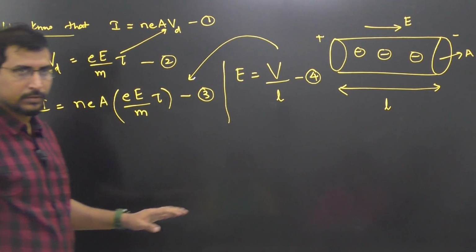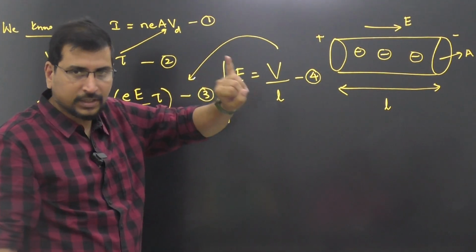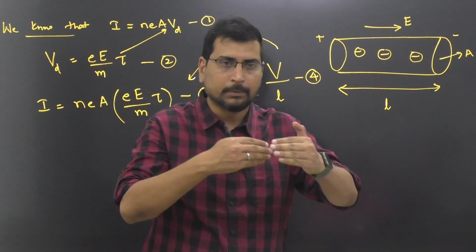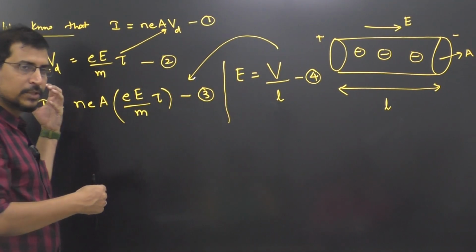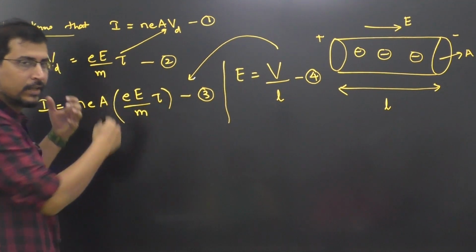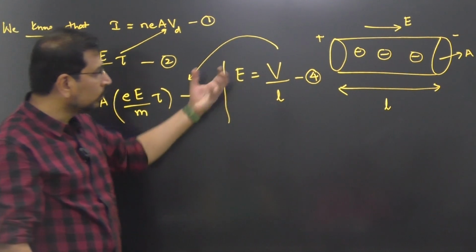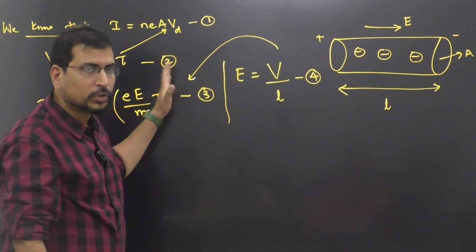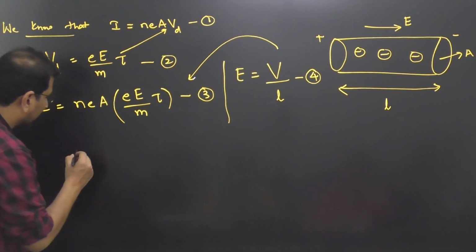So the logic is simple. First, I wrote the expression for current. Second, I wrote the expression for drift velocity. I combined both. Then you got a third expression for current in terms of electric field. I'm using a known relation between electric field and potential difference. Now I'll take this 4 and put it into 3. So you will get another equation like this.